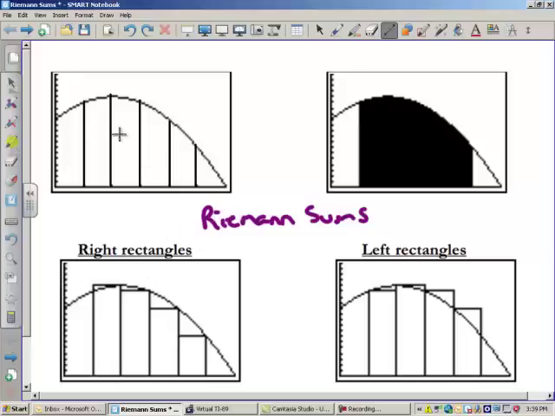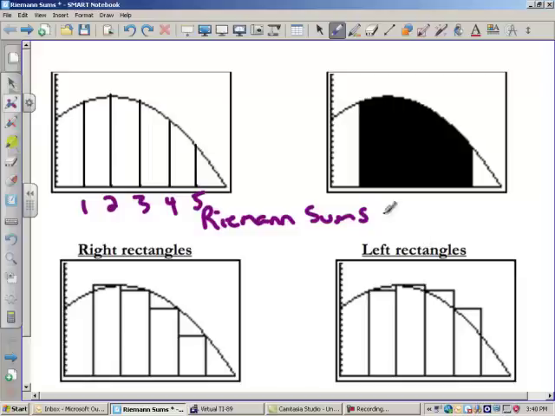This determines which one of these endpoints gets to determine the height of the rectangle. So this first partition is from 1 to 2. If you're using right rectangles from 1 to 2, 2 is on the right of 1, so that is why we go from 2 up to the curve, and that determines the height of the rectangle. And then from 2 to 3, looking in this partition, 3 is to the right, so that's why we use that as the endpoint. And then 4 is the right, and then 5 is the right.